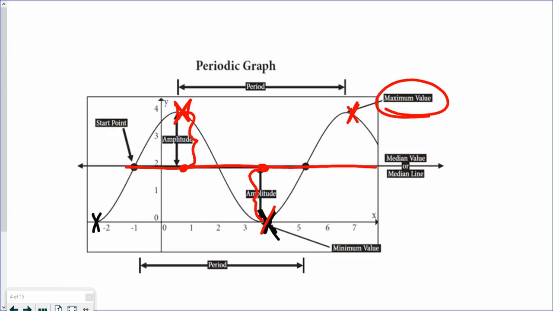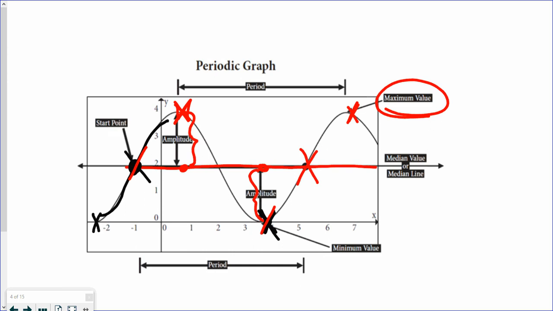We also have the start point. So remember what we called the starting point. It's always on the up swoop of the line, so where it's going up, and it's always on the midline. So right now that starting point is right here, but it's also right here. That's a starting point as well.